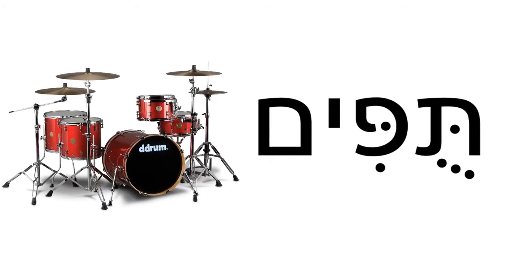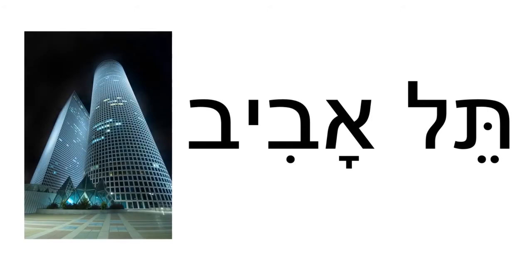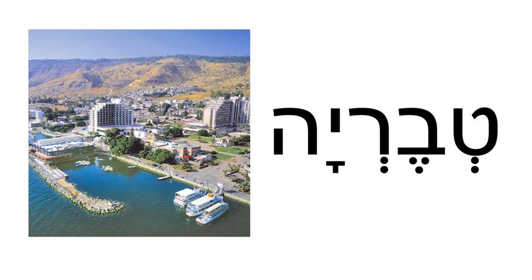Read this word. Tupim. It means drums. Now read the names of these Israeli towns and cities. Tel Aviv. And this one. Tiberia. That's Tiberias.